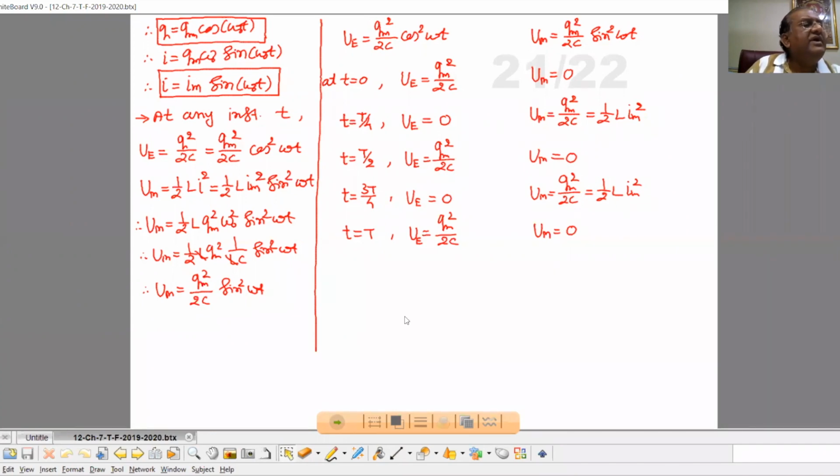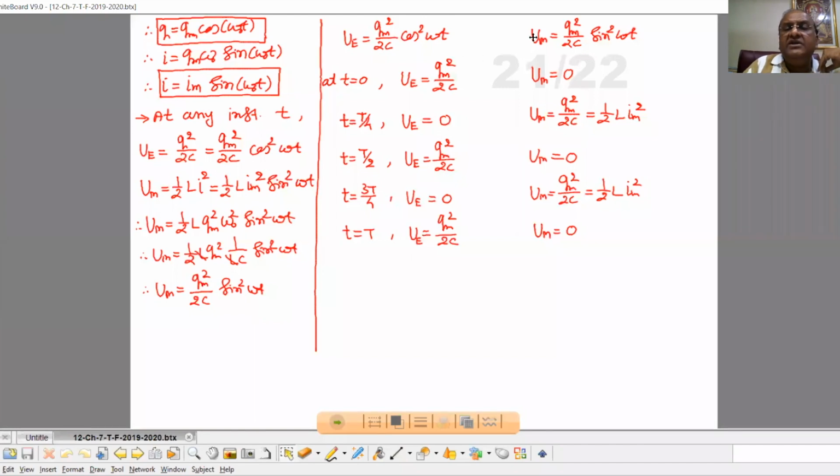See example 7.11. In the free oscillations of an LC circuit, the sum of the energies stored in the capacitor and the inductor is constant in time. Now see here, with this particular derivation, at any instant t, the energy in the form of electric field is Qm squared by 2C cos squared omega t, and at any instant t, energy stored in the form of magnetic field is Qm squared by 2C sin squared omega t.